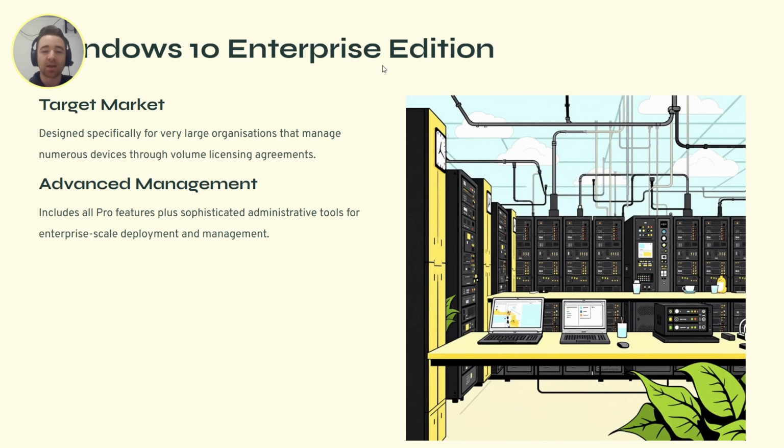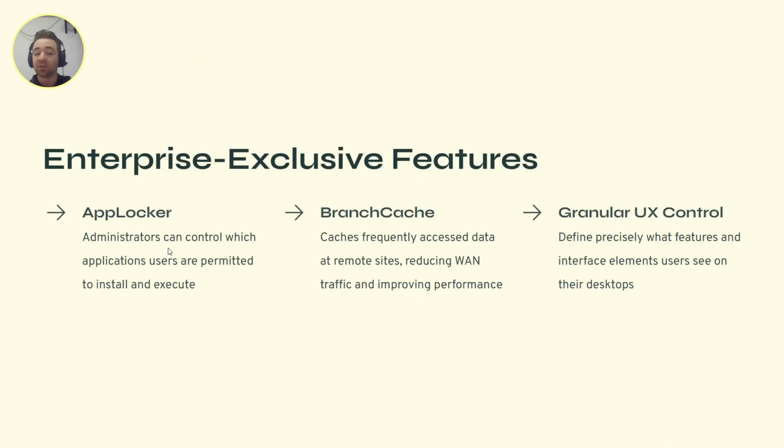You're in an enterprise setting. So it allows the opportunity for advanced management. It includes all features from Pro, plus some additional sophisticated administrative tools for enterprise scale deployment and managing all of this stuff. Specifically, what does this mean? Enterprise gives us access to 3 more big things that are really going to help us out if we're trying to manage a business. I'm going to tell you exactly what they are after I take a sip of my coffee, because I'm starting to lose my voice.